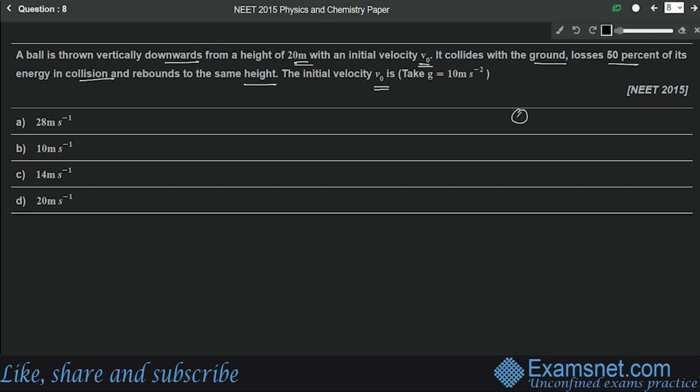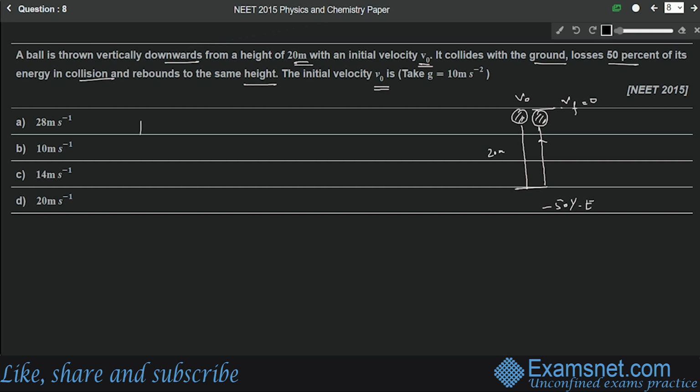So we have this ball which is at the height of 20 meters from the ground. It is moving with the initial velocity of v0. It collides with the ground, loses 50% of its energy, and then it rebounds to the same height and then finally stops here. Okay, because if it would not stop here, then it would not be its final height. It would further move upward, right? But this is its final height. That means here it stops. So the final speed, or the final velocity, is 0.